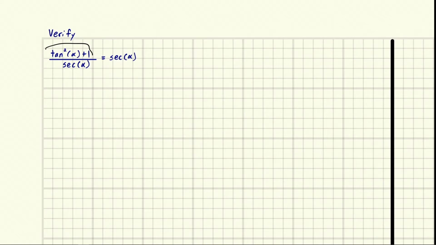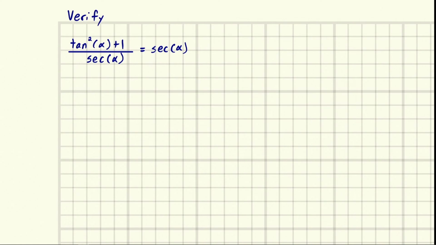So it'll be easier to take this and simplify it down than it will be to take this and make it complicated, make it look like that. I think it's a little tougher to go in that direction. Sometimes it is a good idea though. So looking at this, we're going to go ahead and go with the left-hand side.